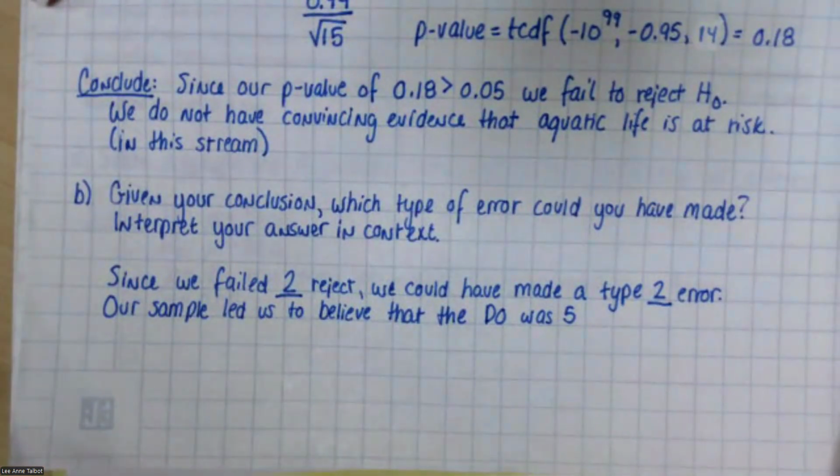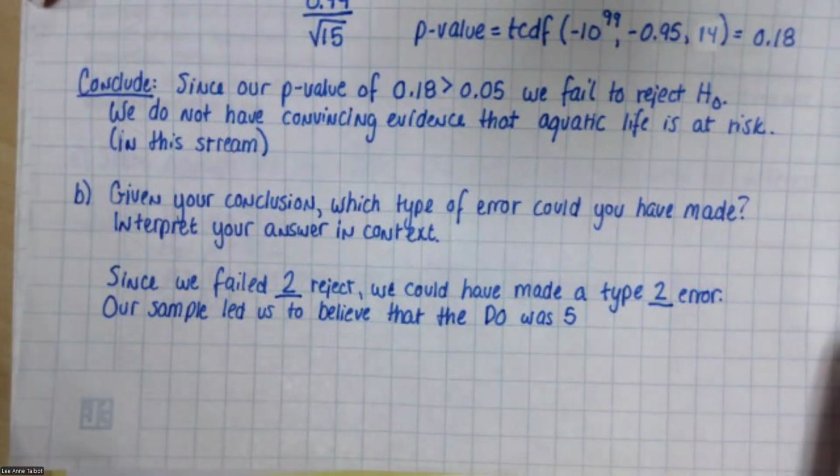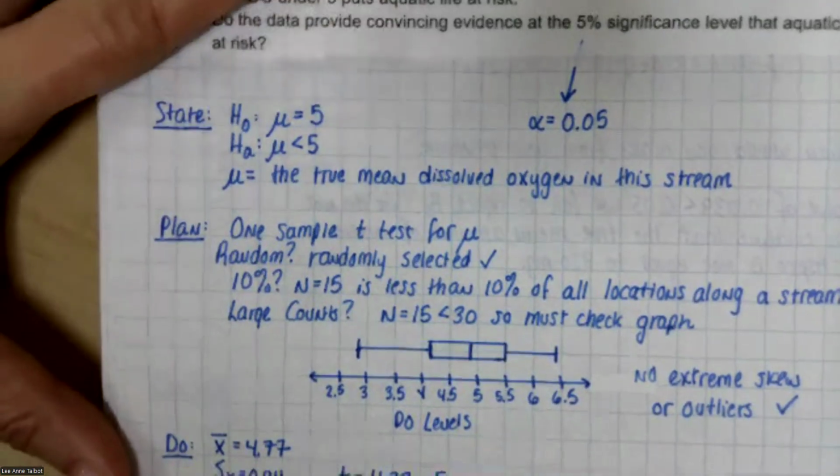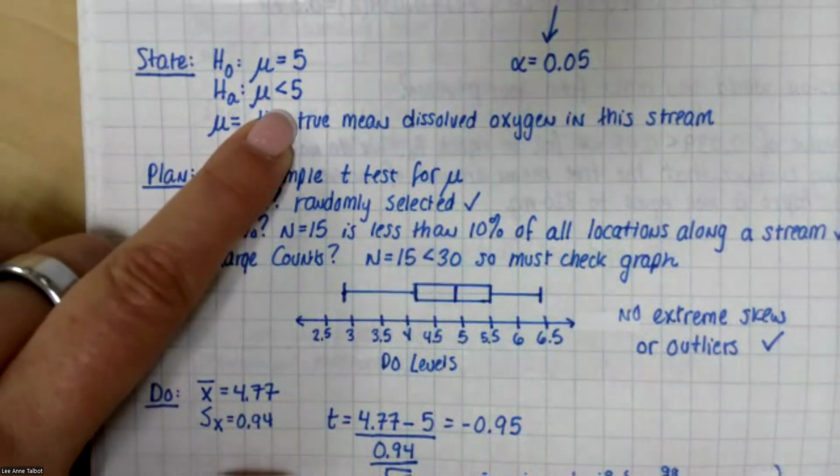Our sample, we got a wonky sample. It led us to believe that the dissolved oxygen was 5. So I just take that and then I pick up my finger and go, when it was actually less than 5.